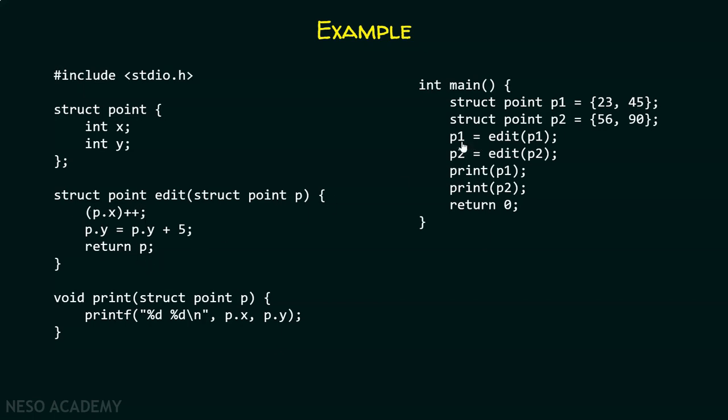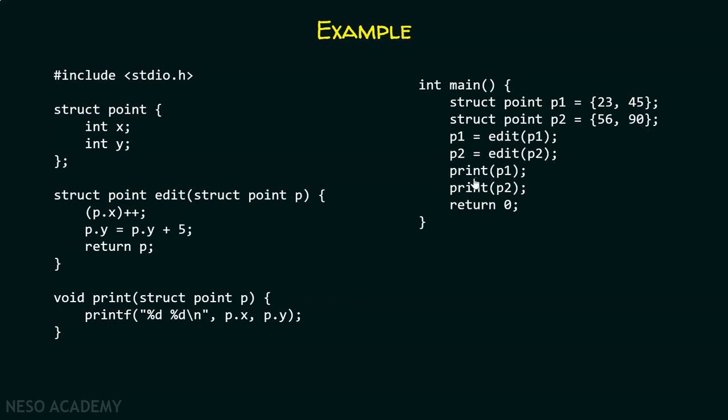Here the p1 variable will receive the changes made by this p variable. So p1.x is also updated to 24 and p1.y is updated to 50. Now we are again calling this edit function, and this time we are passing the copy of p2. Again the changes made over here will get reflected over here, which means after this call 56 becomes 57 and 90 becomes 95. After that we are calling print function.